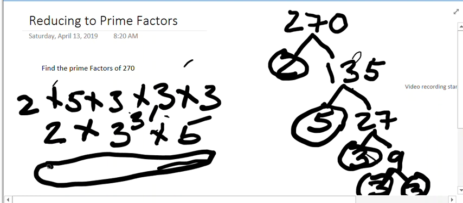So we have some other numbers that I want you to practice on. I'm going to hand out the sheet now, and I want you to complete that and turn that in by the end of the period. Thank you.